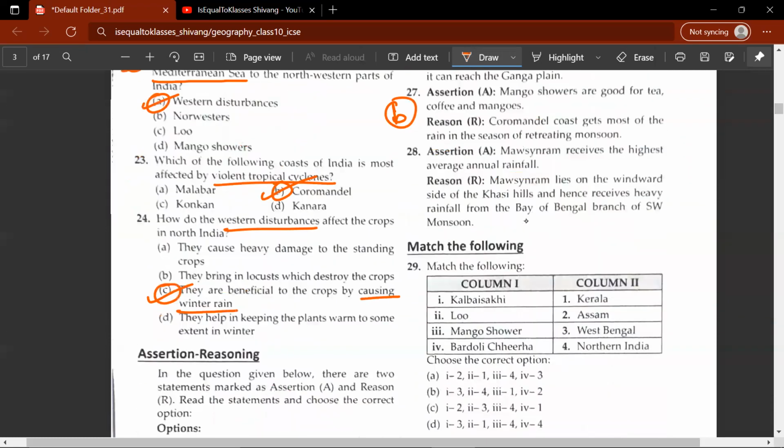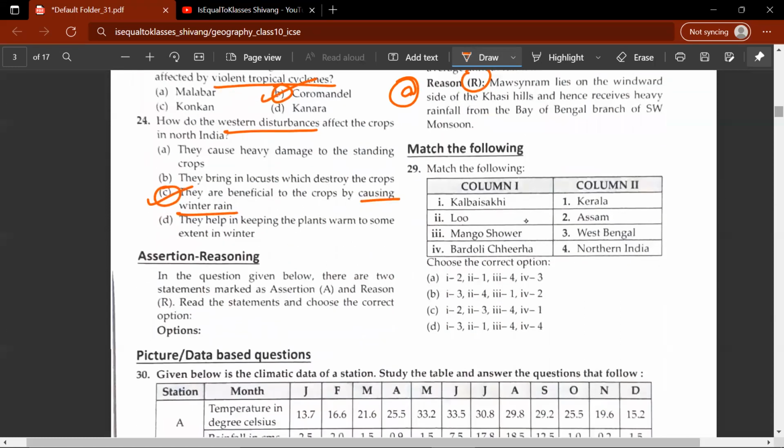Moving on. The 28th question. Assertion A. Mawsynram receives the highest average annual rainfall. Reason R. Mawsynram lies on the windward side of the Khasi Hills and hence receives heavy rainfall from the Bay of Bengal branch of the southwest monsoon. So the correct answer will be A. Both A and R are true, and R is the correct reason for assertion A.